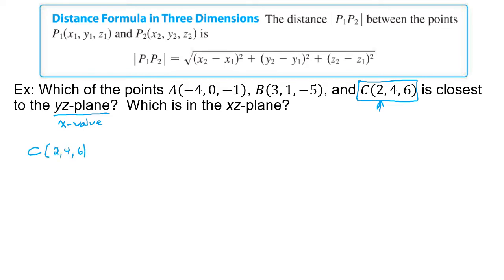Or if we were looking at which one is closest to the XZ plane, you're going to look for the Y value. Which Y value is closest to being 0? Well, you have a Y value that actually is 0. That's in the point A. So our point A of -4, 0, -1 would be the closest to the XZ plane because it is literally in the XZ plane. Point B would be 1 unit away from the XZ plane, and point C would be 4 units away, looking at the Y value. So hopefully that makes sense.